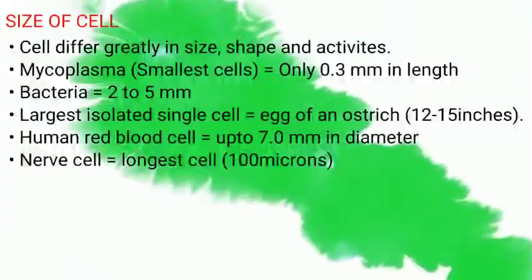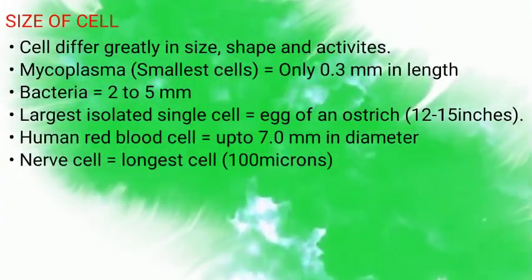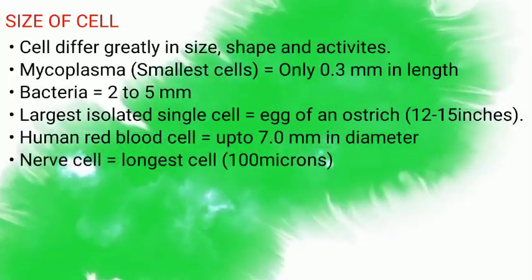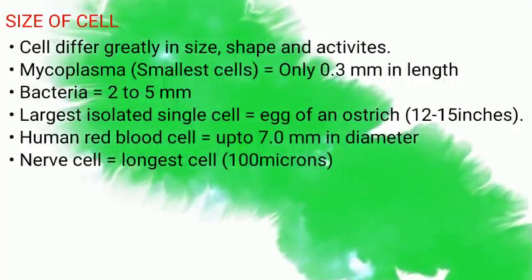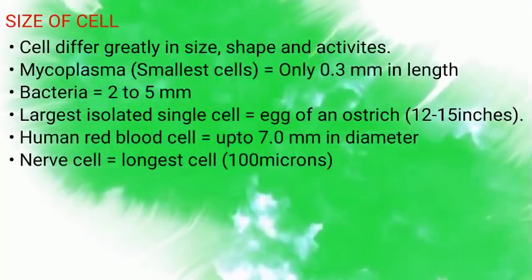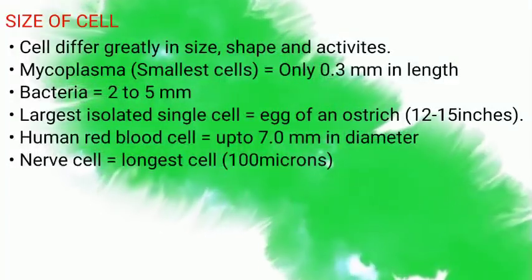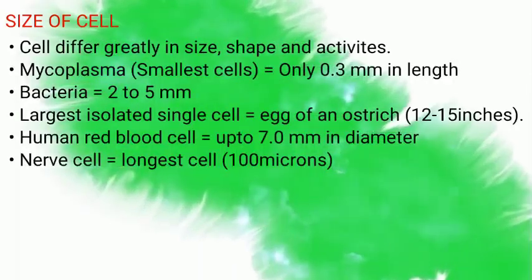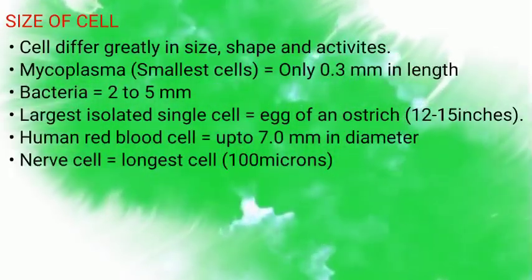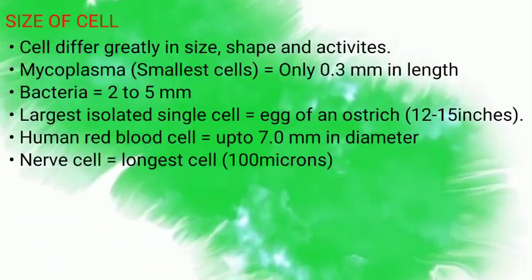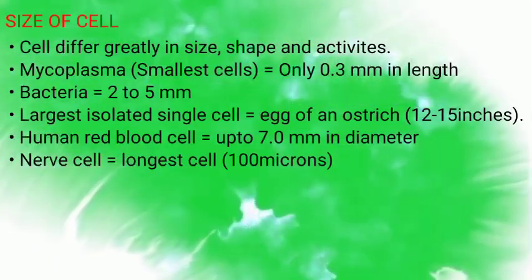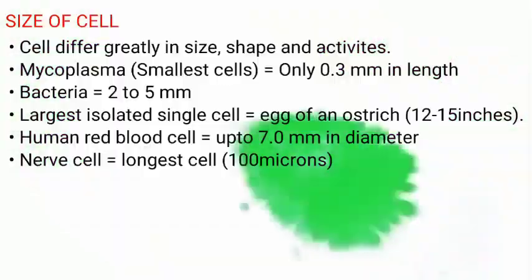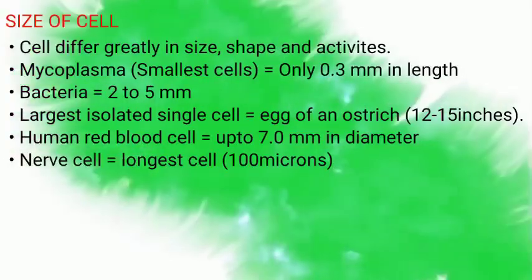Size of cell. Cells differ greatly in size, shape and activities. Mycoplasma is the smallest cell, only 0.3 micrometers in length. The size of bacteria is 2 to 5 micrometers. The largest isolated single cell is the egg of an ostrich. Human red blood cells are up to 7 micrometers in diameter. Nerve cell is the longest cell, which is up to 100 microns.